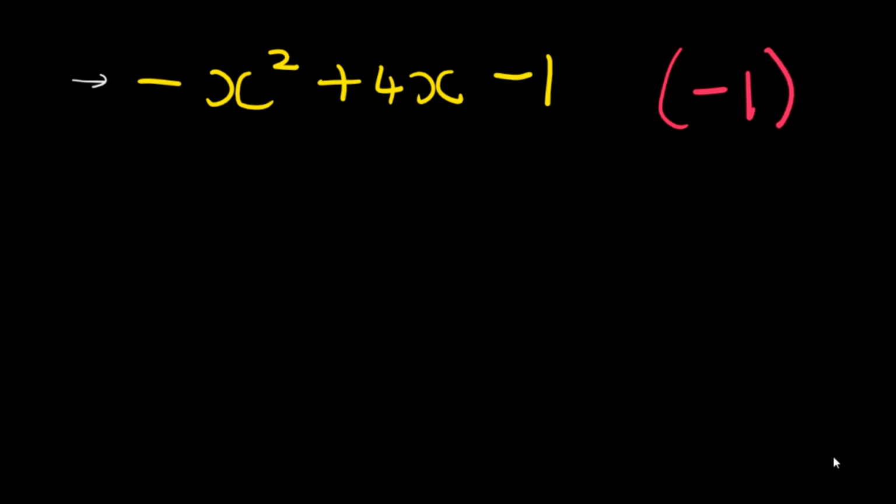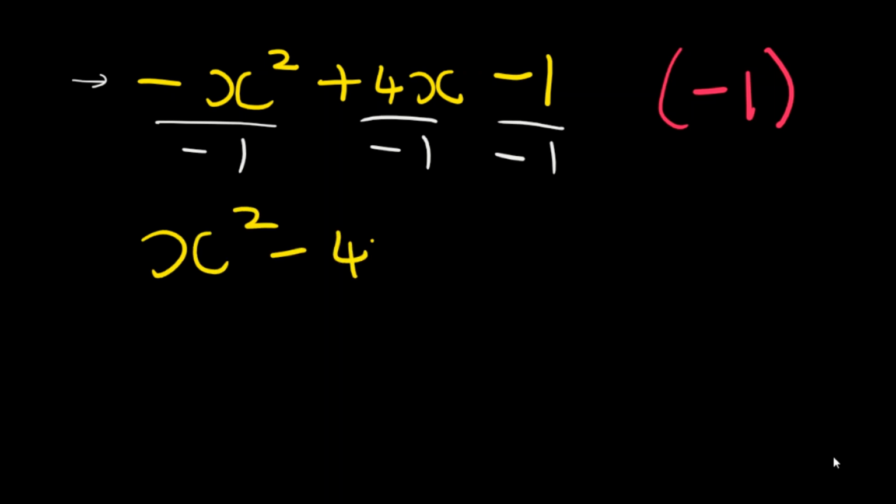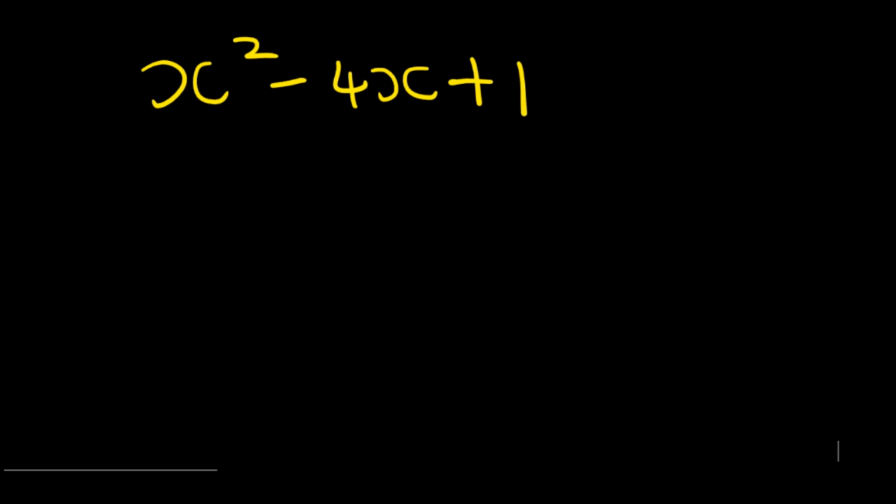That's why I'm using a different color here. So what we're going to do is divide by negative 1, divide by negative 1, and divide by negative 1, right? And then you will have x squared minus 4x plus 1, right? Remember, you removed negative 1. Don't forget that towards the end. So now your b is going to be different. At first it was positive 4, so now it's negative 4.